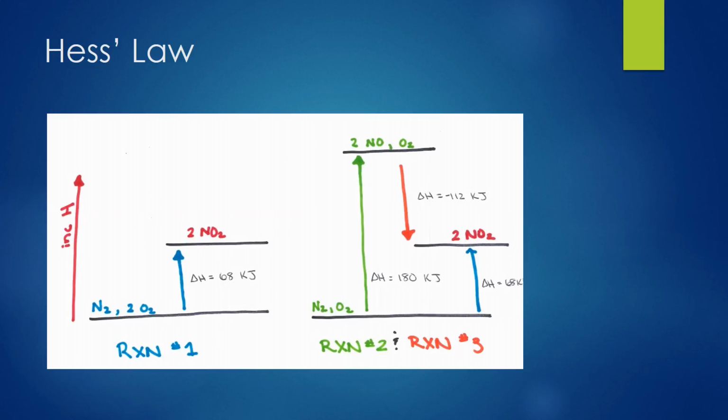You can think about it like this. It's as if you were to go up 68 flights of stairs on the left-hand side. On the right-hand side, you went up 180 flights of stairs, but then down 112 flights of stairs. You're still on the same floor, 68, but the pathway that you took to get there was very different. The first one only required a one-step process of 68 kilojoules, and the second one required 2 steps, but still only a difference of 68 kilojoules.